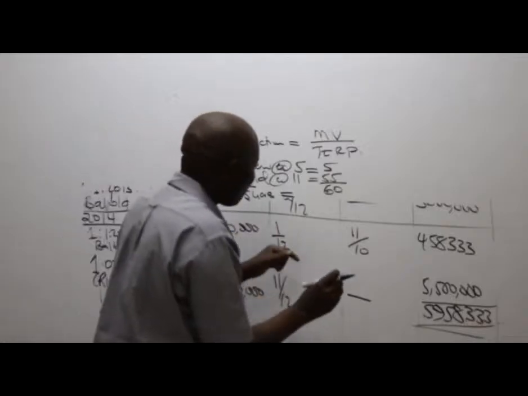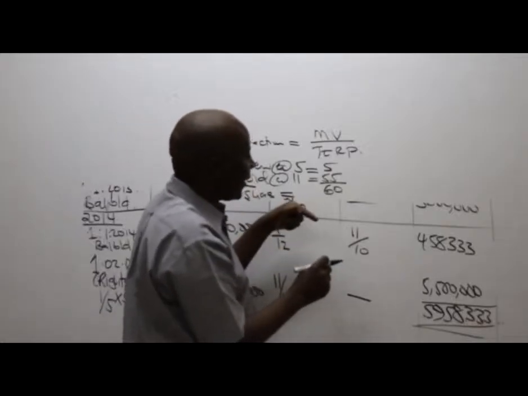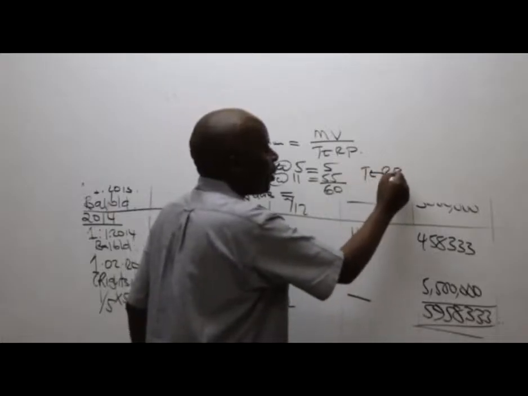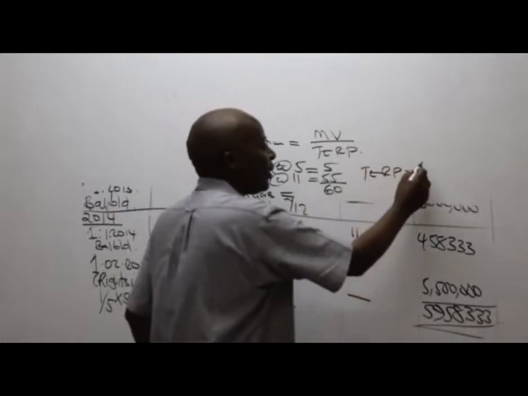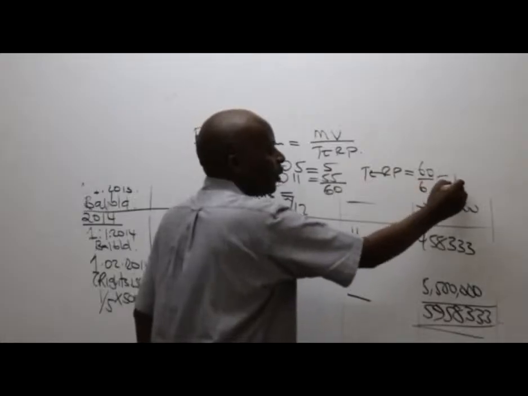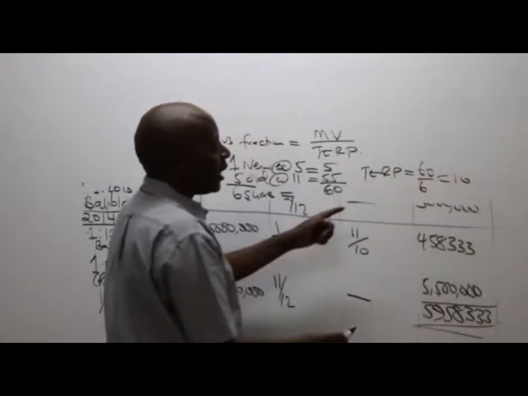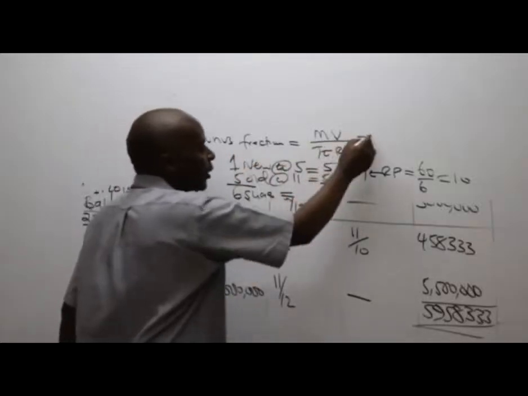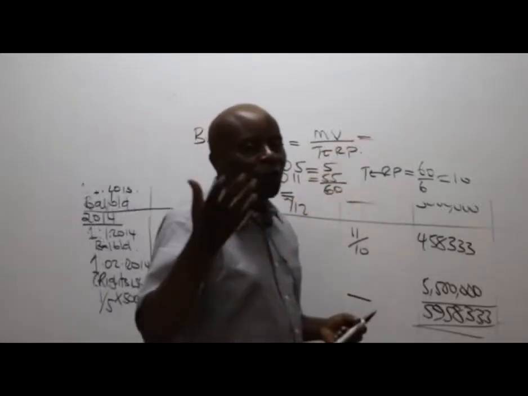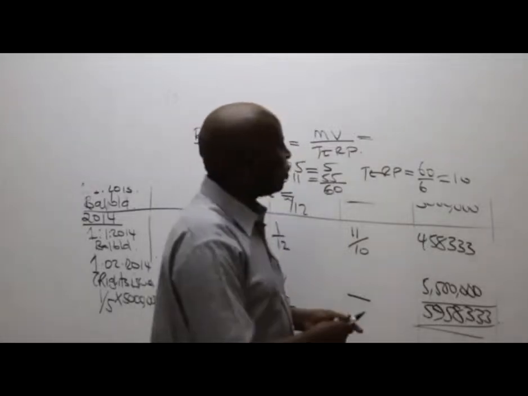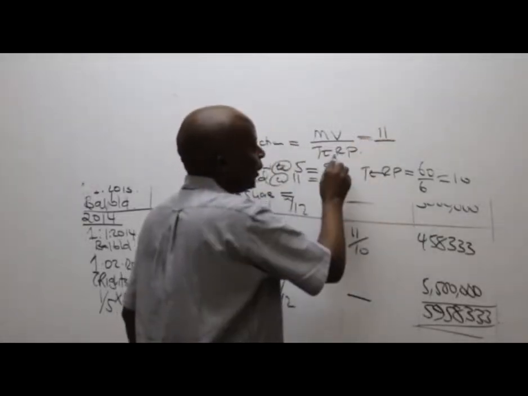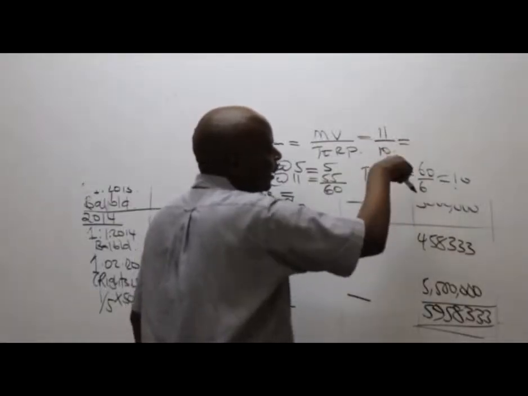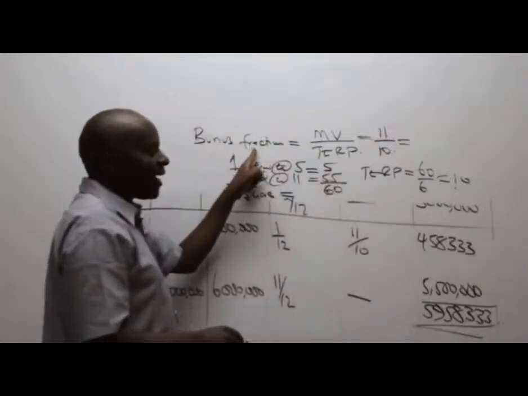That price for 1, now that I've brought in the right, will be the theoretical ex-rights price, which is 60 divided by 6, which gives me 10. Then I fit this into the formula. The bonus fraction will be equal to the market value of the old shares, 11, all over the theoretical ex-rights price, which is 10. Don't tell me it's 1.1. We are calling it a fraction.